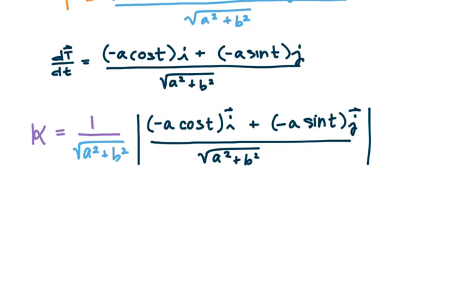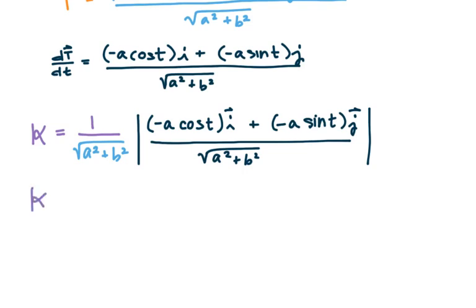Now I have a in front of both of these, so I can factor that out, and the magnitude of a constant is just the constant, so that a can come in front. And the same here, this is a constant, so I can factor that out of these magnitude bars, and root a squared plus b squared times itself is just going to be a squared plus b squared.